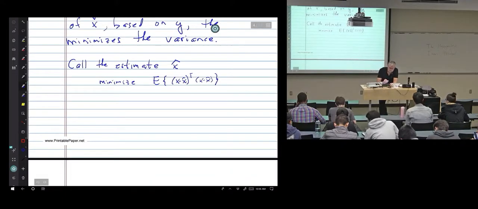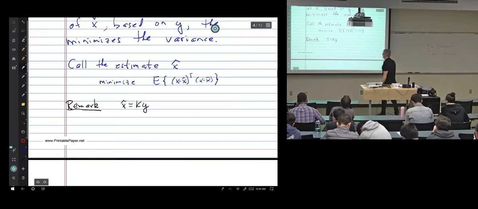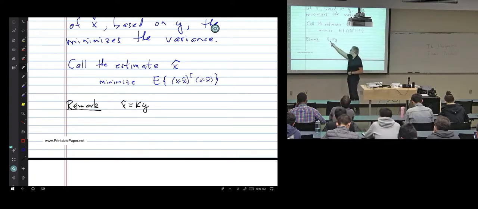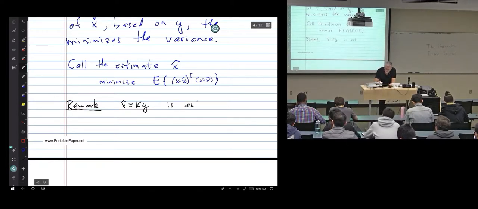Let's do a remark. Because we know BLUE, do we have to make any side assumptions now? Okay. Let's just suppose we end up with a linear estimator. Just suppose that that's what we end up with. This is automatically unbiased.